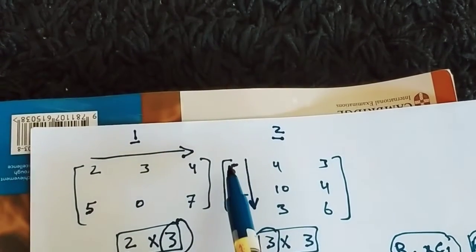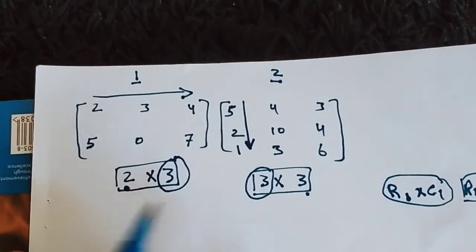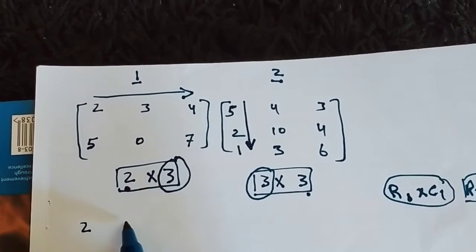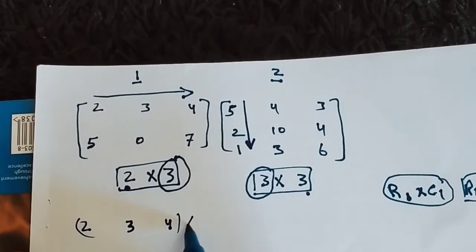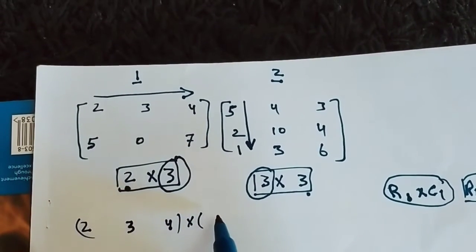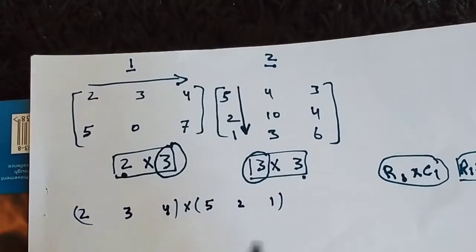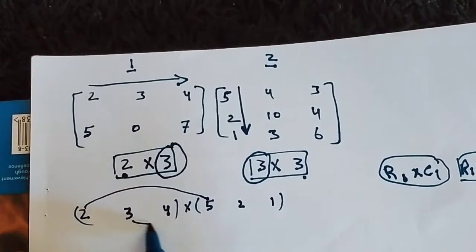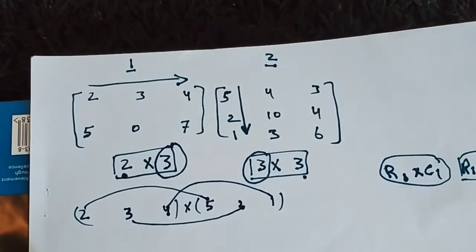So before multiplying, I will write here to make you understand more. The first row is 2, 3 and 4. It will multiply with the first column. What is the first column? 5, 2 and 1. Understand, my dear? So this is the first column. This will multiply with this, then plus, this multiply with this, then plus, then 4 multiply with this.